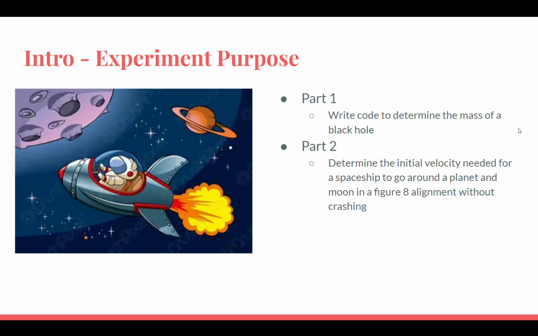So, the purpose of the experiment in part 1 was to write code to determine the mass of a black hole, whereas in part 2, the goal was to determine an initial velocity where the spaceship could go around the planet and moon in a figure 8 alignment without crashing.